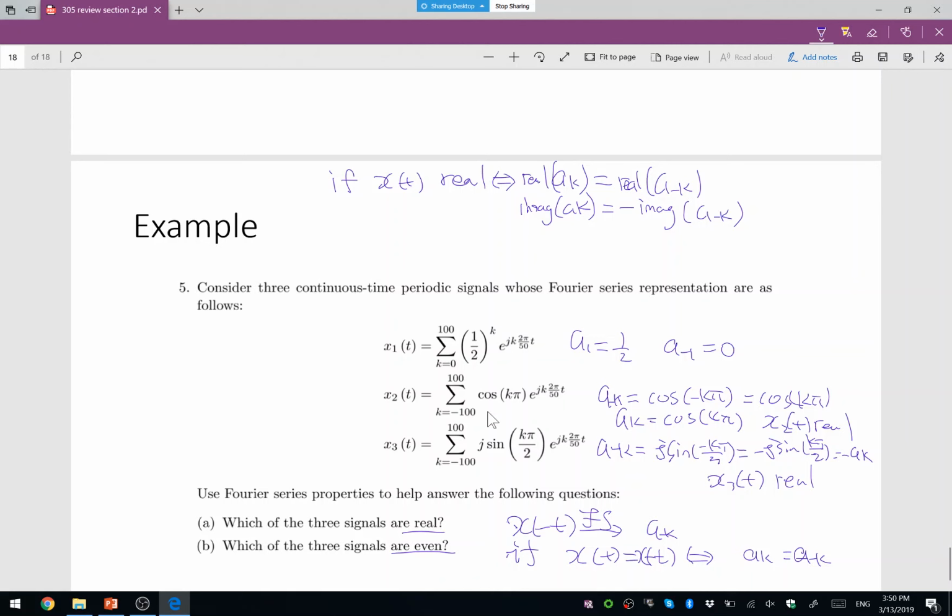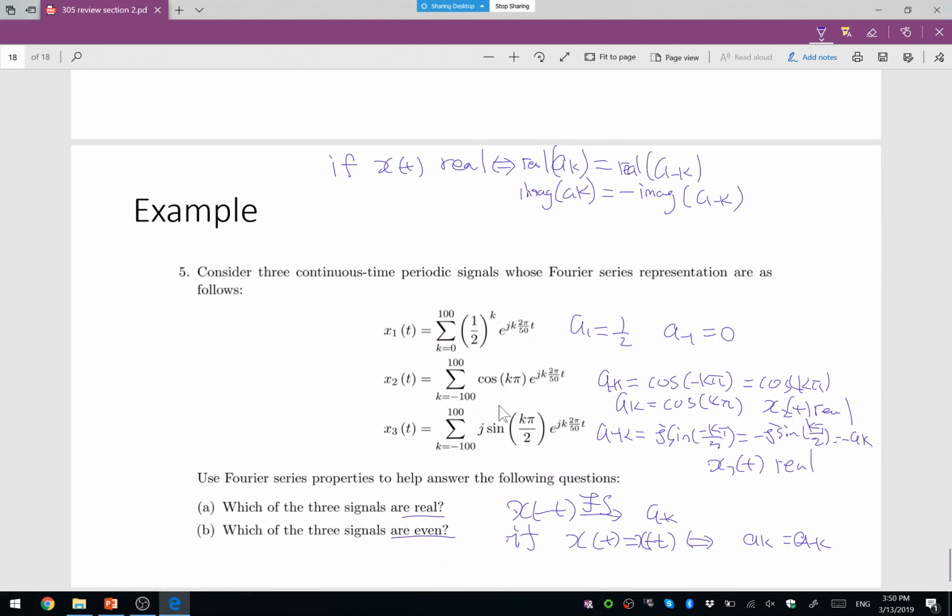The second is, well, here we have already got it. a_{-k} equals a_k, so it satisfies this part, so x2 should be even. And the third, we have a_{-k} equals minus a_k, so it is odd instead of even, so x3 is not even. Question?